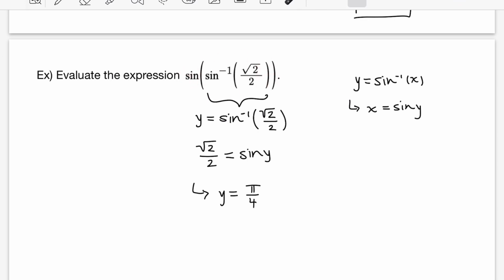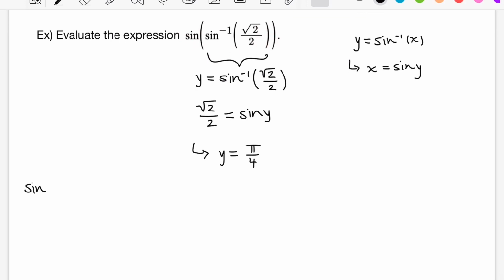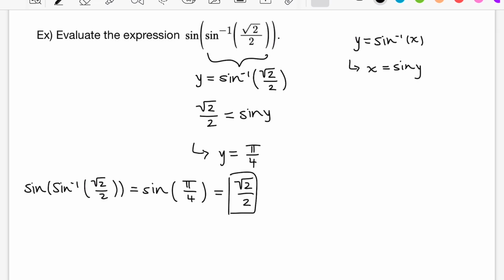So that means this guy here, sine of sine inverse of root 2 over 2, is the same thing as sine of pi over 4, since we just found that sine inverse of root 2 over 2 is equal to pi over 4. Now referring back to our unit circle, we know that sine of pi over 4 is going to be root 2 over 2. So this whole expression is equal to square root of 2 over 2.